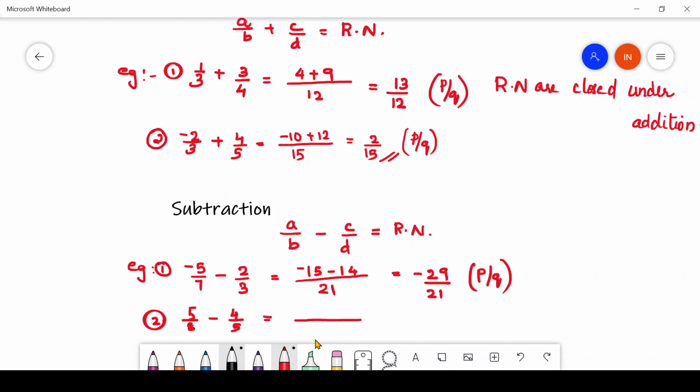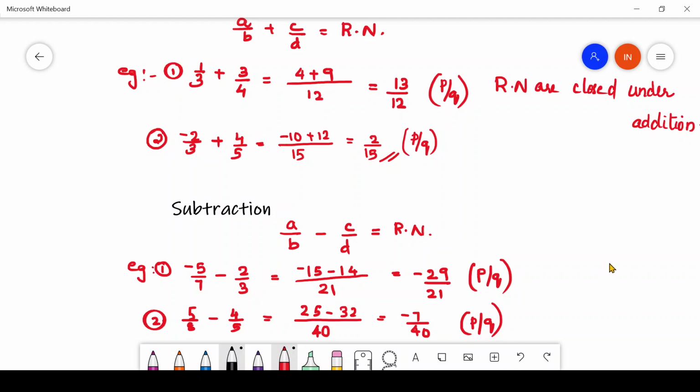So we will get the LCM here as 40 and we have to check the further numerator. So the numerator will be 25 minus 32. So we got it as -7 by 40. Yes, here also we got it of the form p by q.